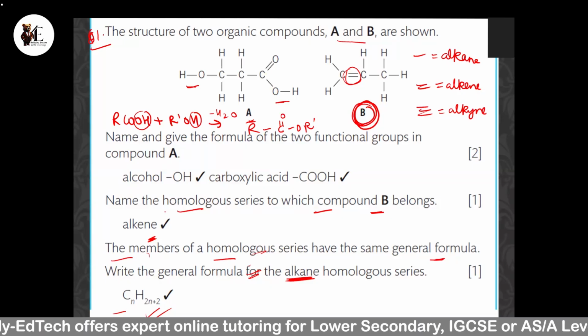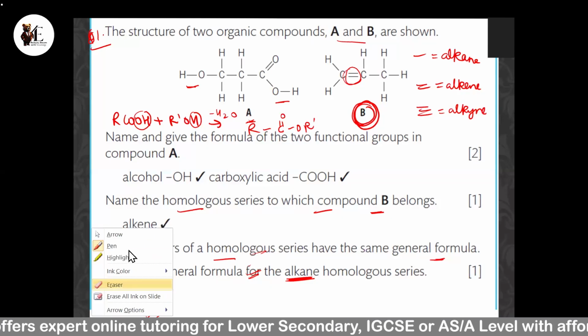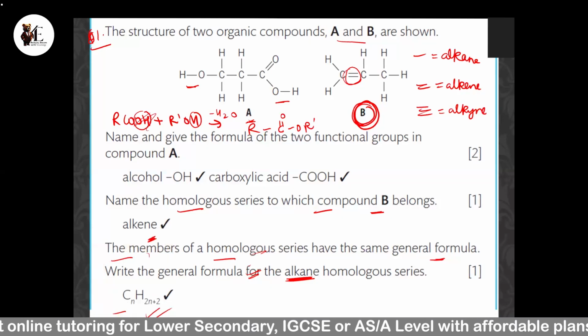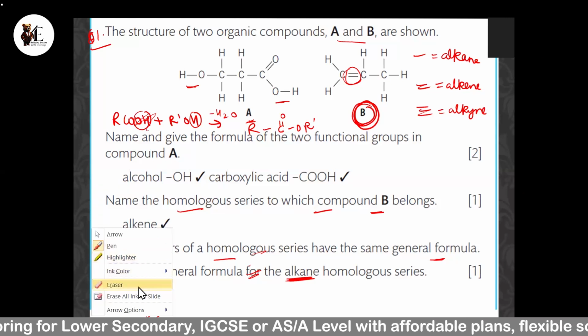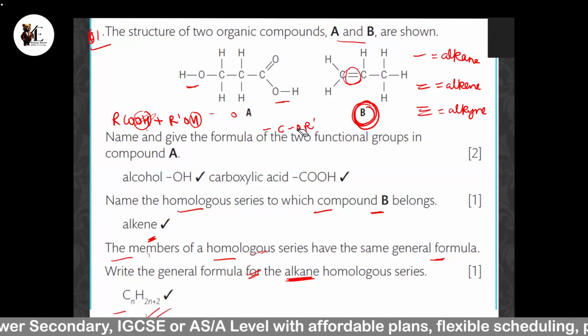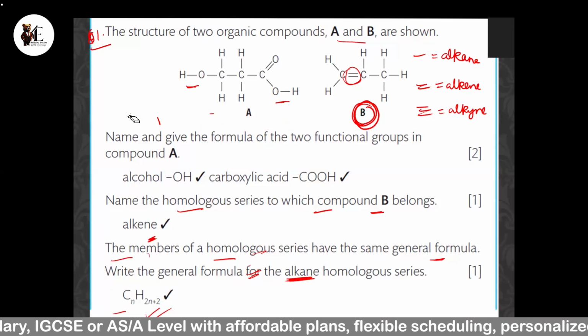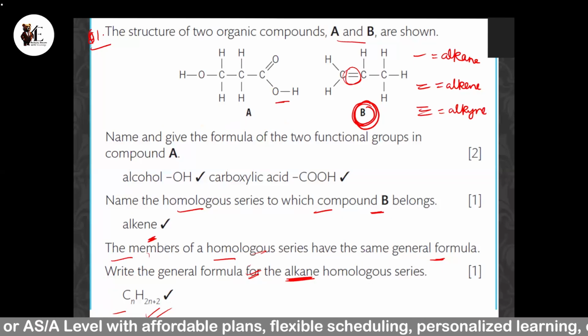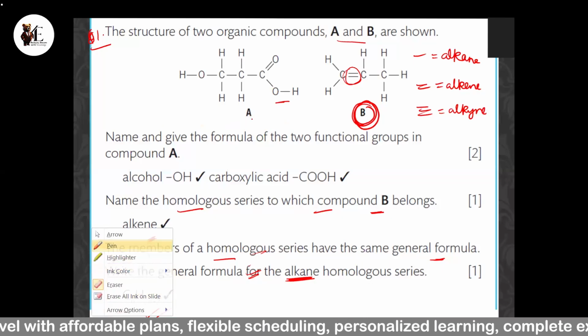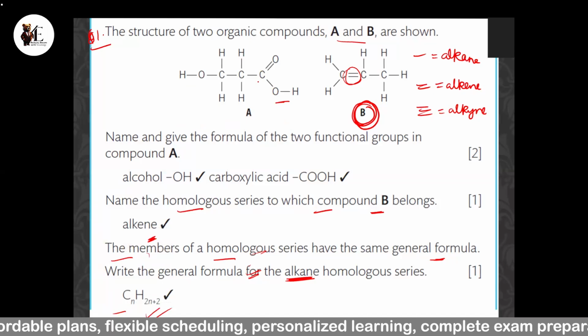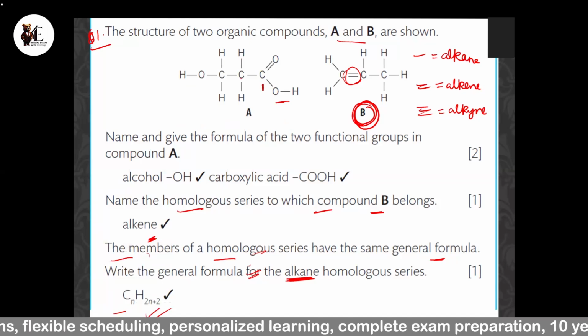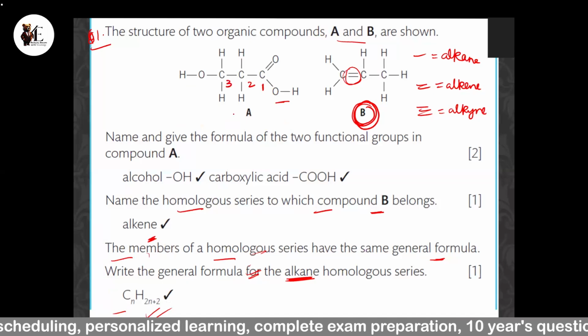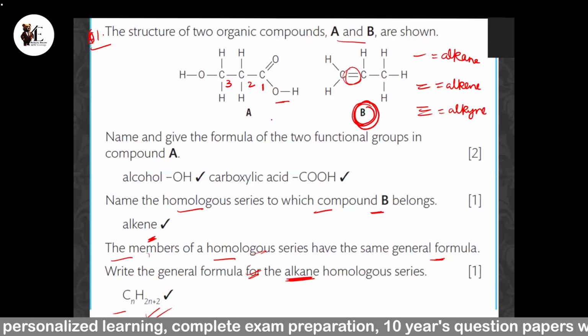You are asking me the IUPAC name. So try it once. What is the IUPAC name of this compound? What is it called? So try it yourself first. How many carbon atoms are there? Count the number of carbon atoms first. So 3, the root word should be prop.